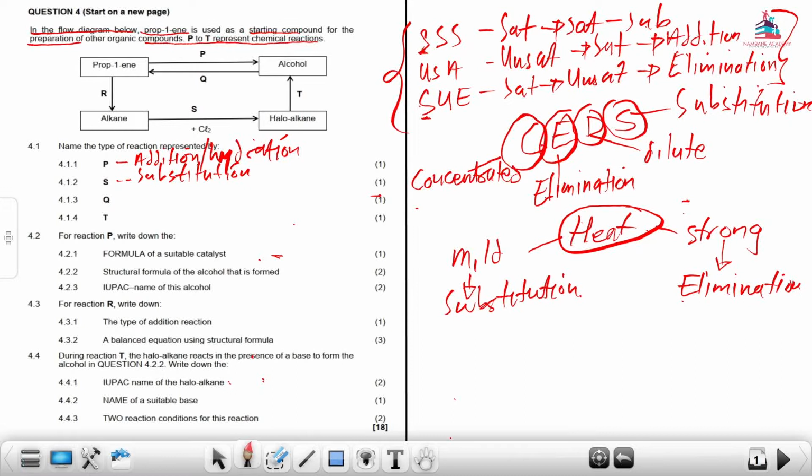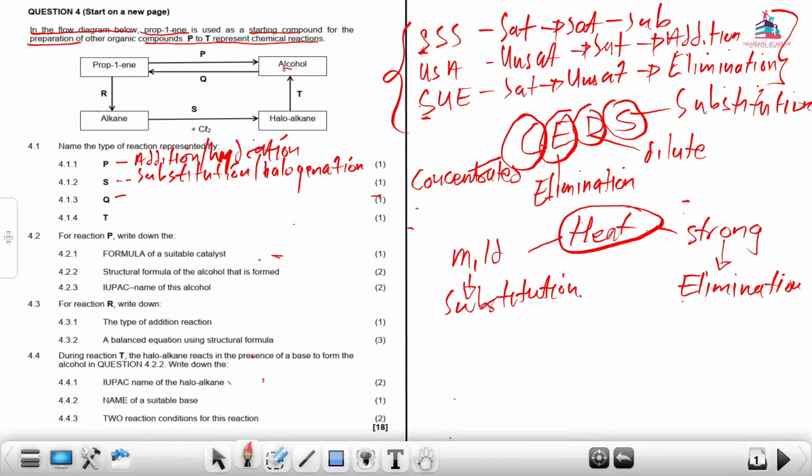If you don't want to say substitution, because we see they added chlorine, it must also be halogenation. I think we can accept that as well, halogenation, or even chlorination for that matter. But what about Q? Now with Q, what is our starting point?